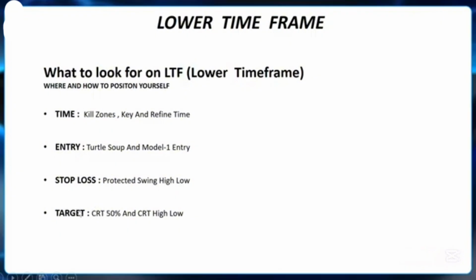Finally, the fourth thing is target or exit. Your exit is just as important as your entry, right? So never overlook it. For targets, you can use 50% of the CRT range or the CRT high or low, depending on the direction of your trade. And always aim for a minimum risk to reward of 1 to 2 or 1 to 3. This ensures that even with a modest win rate, your equity curve grows steadily over time.